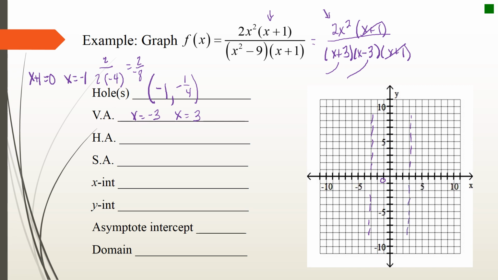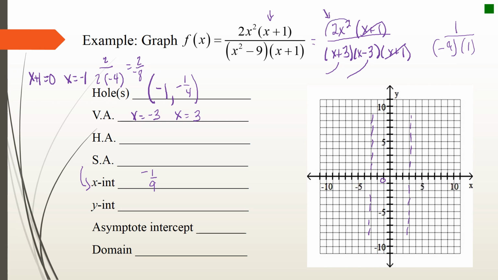Now I want to find my x-intercept. I know it's a little bit out of order. I'm going with the steps that I gave you. So we're going to set x equal to 0. So 2x squared when x is 0 is 0. 0 plus 1 is 1, so we have 1 in the numerator. And negative 9 times 1 in the denominator, so it's negative 1/9.